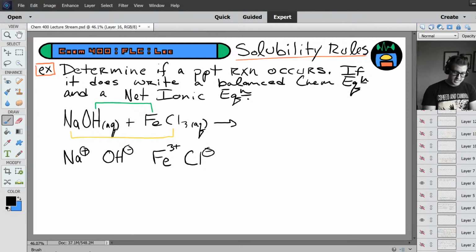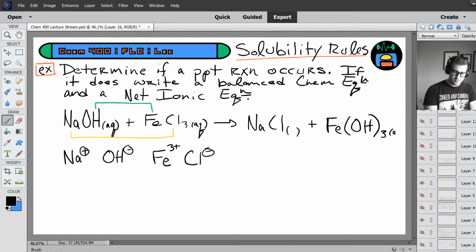So sodium chloride is going to come together in a 1-to-1 ratio, NaCl. And iron 3 is going to come together with hydroxide in a 1-to-3 ratio. All right? I wrote aqueous there again. Was it a Freudian slip or just straight up wrong? Let's find out.